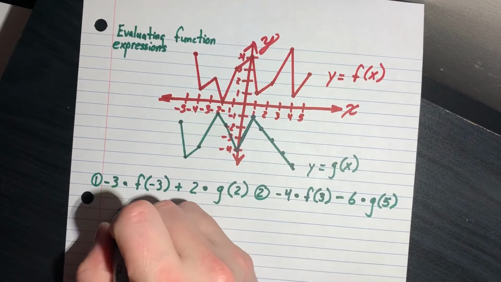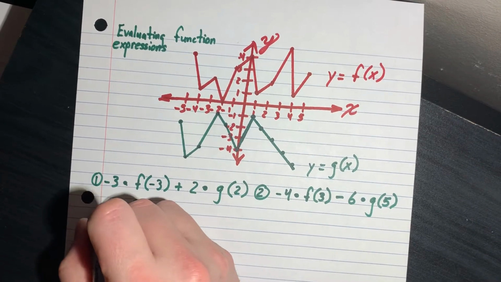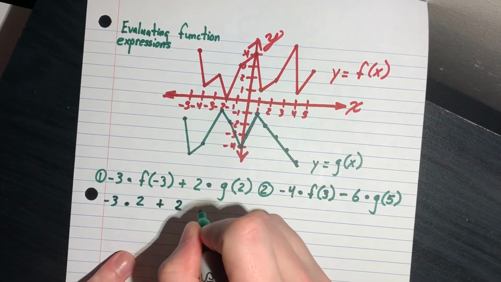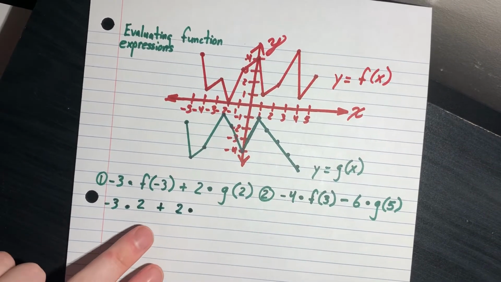So we know that that is going to become +2. We can go ahead and bring our -3 down. Bring the plus sign down, bring your 2 down, and then your multiplication sign. That's what that dot means, of course.